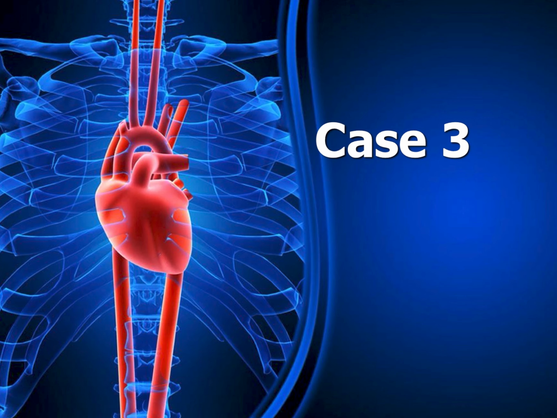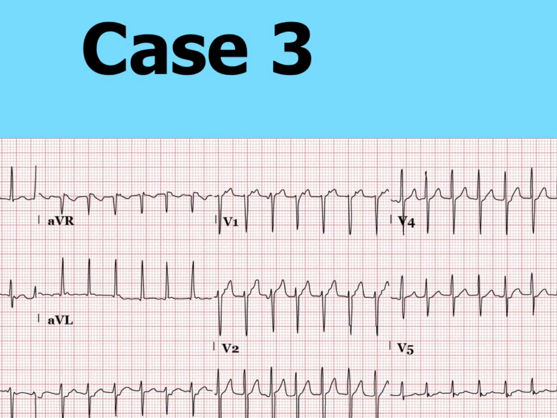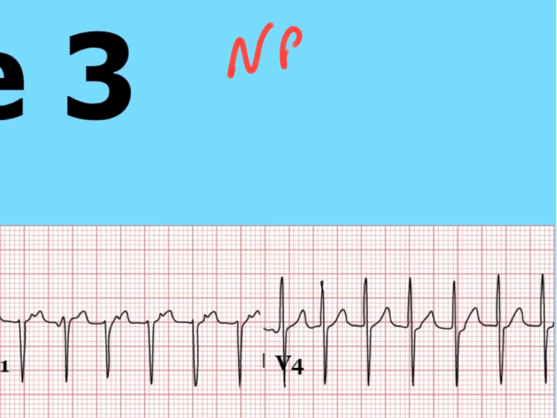Case number 3. Let's say you have a young person who comes into the emergency department complaining of some palpitations, and for good reason. What you'll notice here is a very rapid rhythm. This is a narrow, regular tachycardia, and just a quick recap, whenever you see a narrow, regular tachycardia, remember that there's really just 3 main causes.